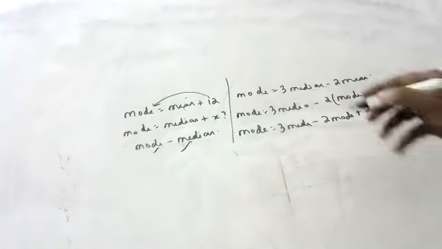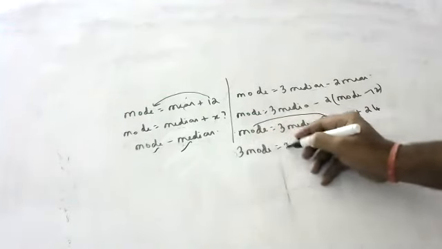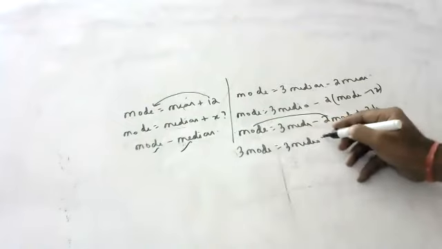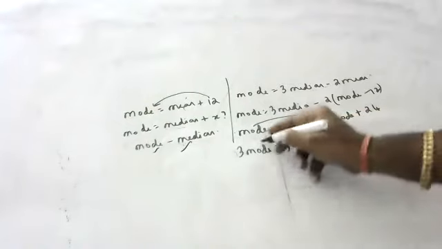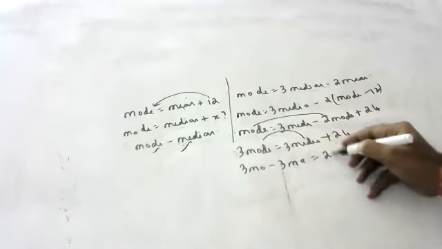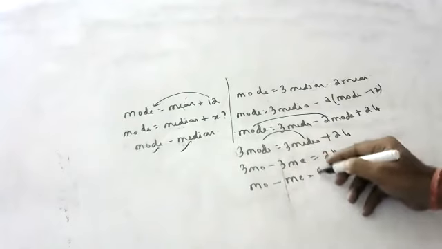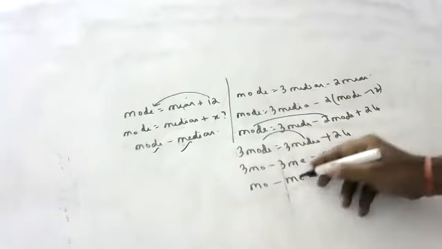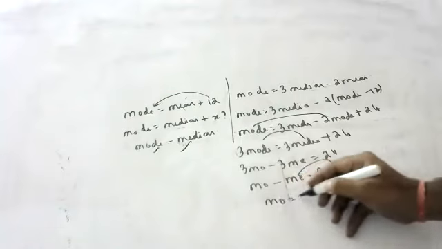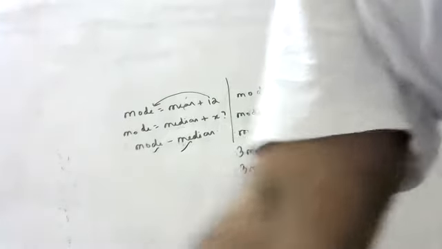So this goes here. 3 mode is equal to 3 median plus 24. 3 mode minus 3 median is equal to 24. Take common, and 24 by 3 is 8. So mode exceeds the median by 8. Okay, next question.